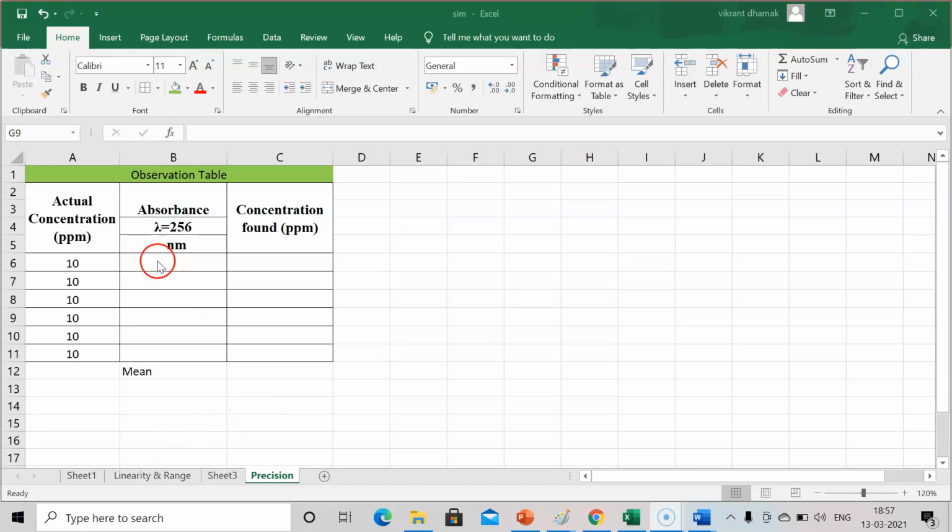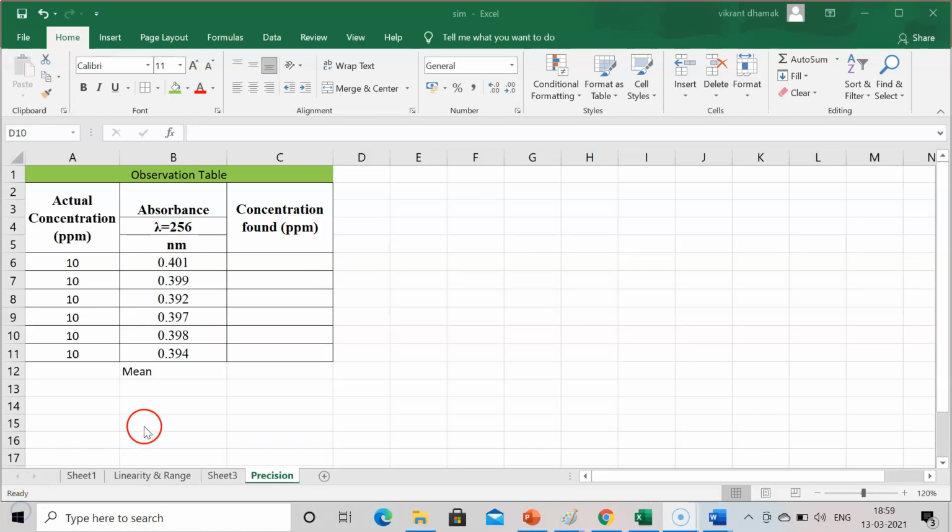Now we are in Microsoft Excel. The actual concentration is in ppm. We have prepared such 6 sets and now we want to take the absorbance. Firstly, calculate the lambda max by taking one of the concentrations, and the lambda max I have found was 256 nanometer. So I will now take the absorbance at 256 nanometer. Now I have recorded the absorbance, and these are the absorbances for the 6 sets.